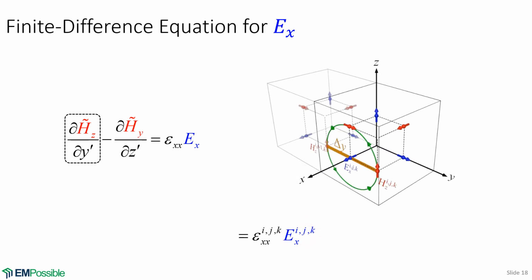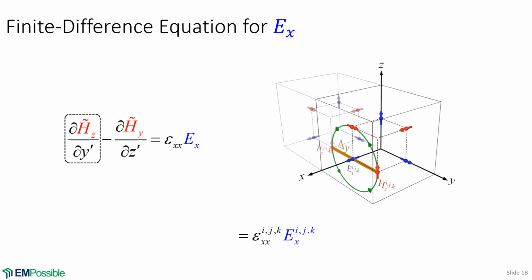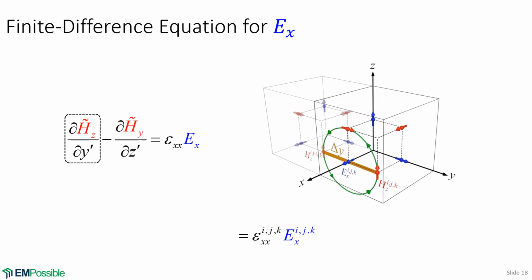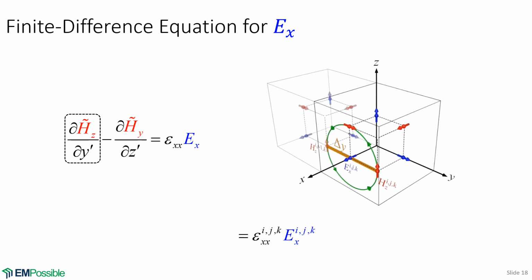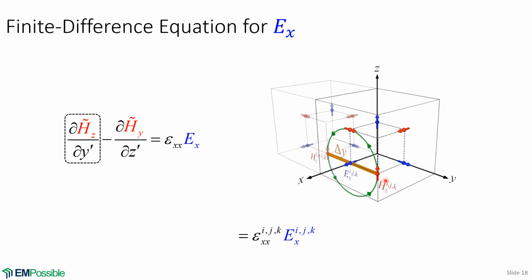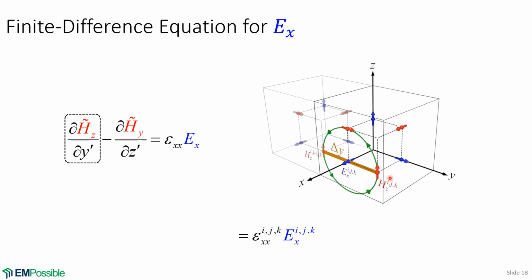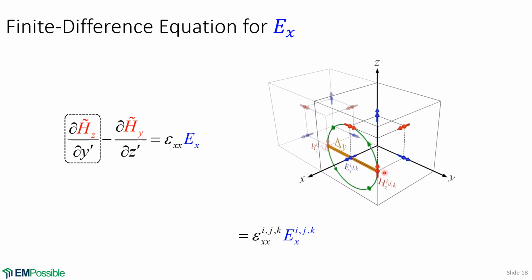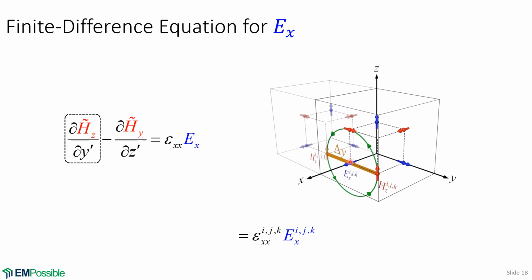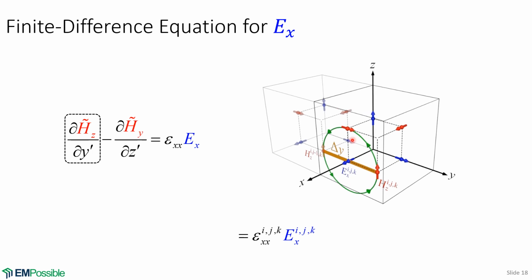Let's proceed. The first partial derivative is the partial derivative of Hz with respect to y. So the derivative in the y direction. So here's our Hz term, and we would like to calculate a derivative in the y direction. Now, if we're doing this with a central finite difference, and we want that finite difference to exist where Ex exists, we have to reach to the other side of it.